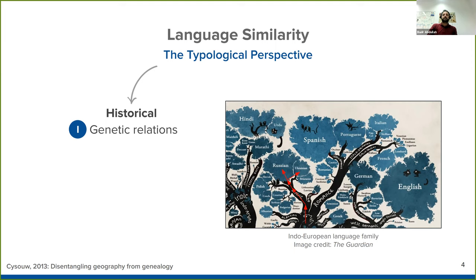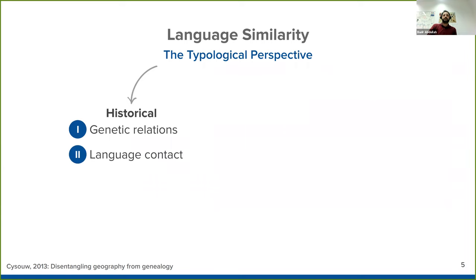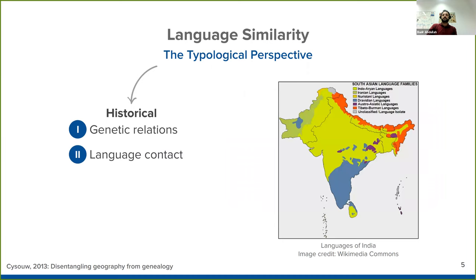But that's not the only historical reason why two languages might end up being similar. The other reason has to do with language contact. When we look at the languages of India, there are two main groups of languages, the Indo-Aryan languages and the Dravidian languages. And there are a lot of typological features in the Indo-Aryan languages that are quite rare in the other Indo-European languages. So it seems that these features have transferred from the Dravidian languages because of the language contact and the fact that the speaker communities are geographically nearby. So this is another historical factor why two languages might end up being similar.